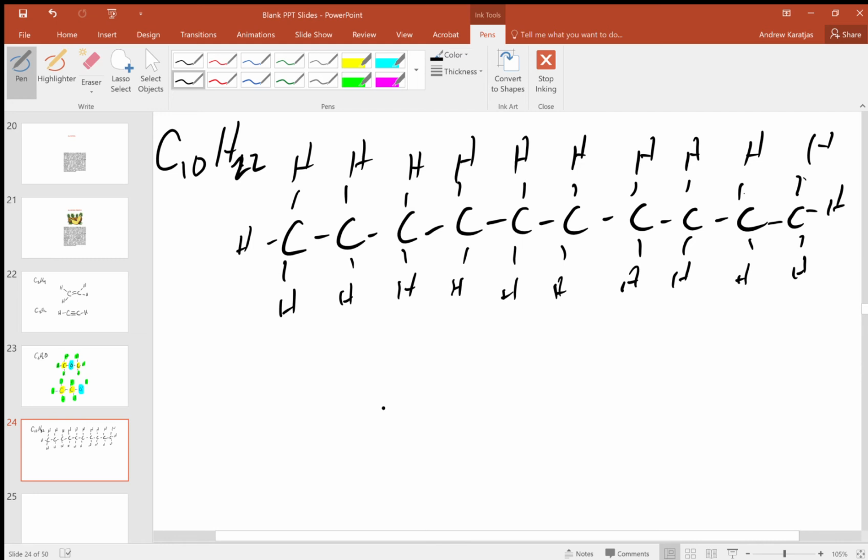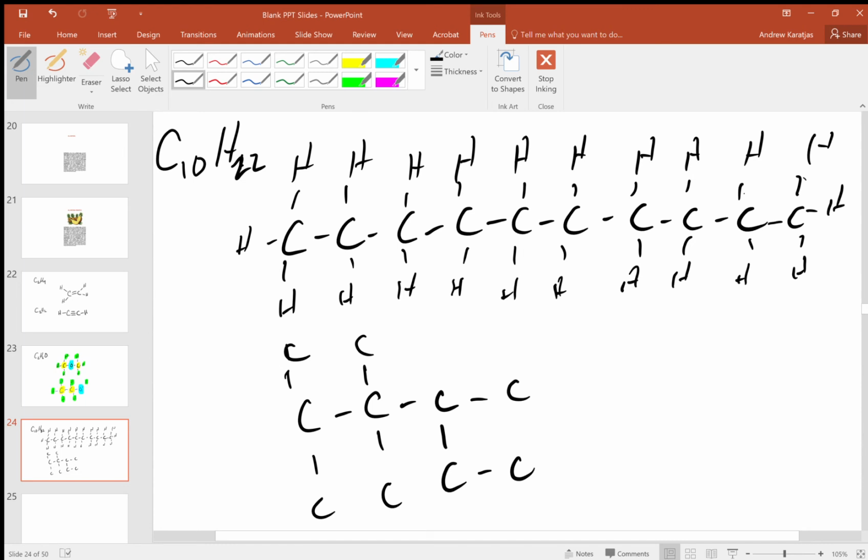So that's a valid structure, but you could have easily done something like this. And so I'm going to leave the hydrogens out for clarity, but I will draw just the numbers of them in. Now, if I've done this correctly, that should still add up to 22. And it does.